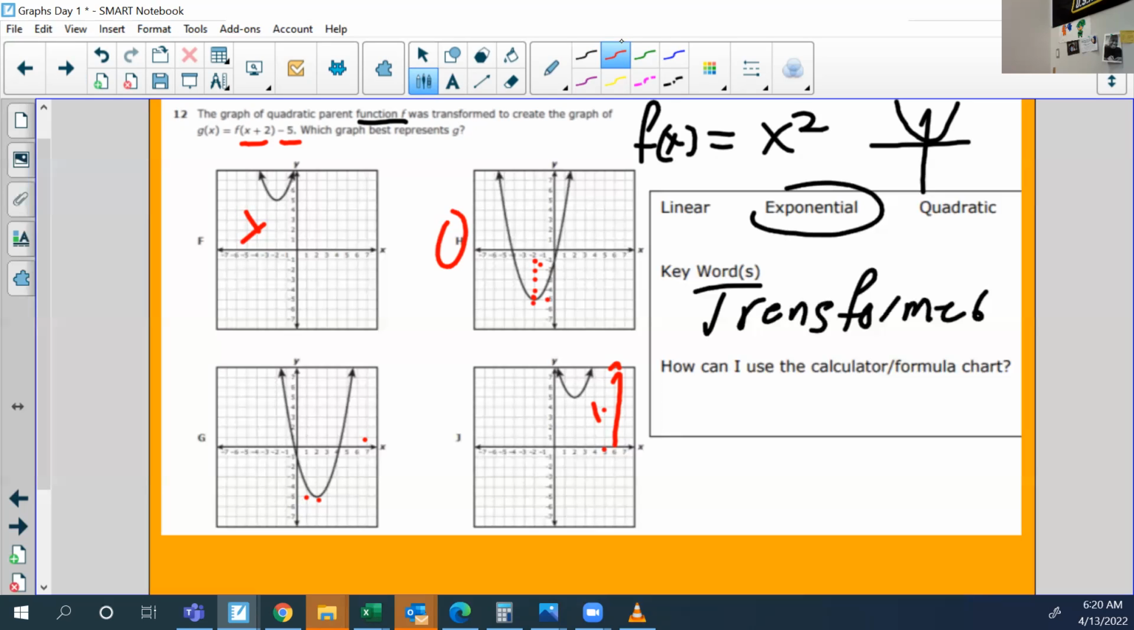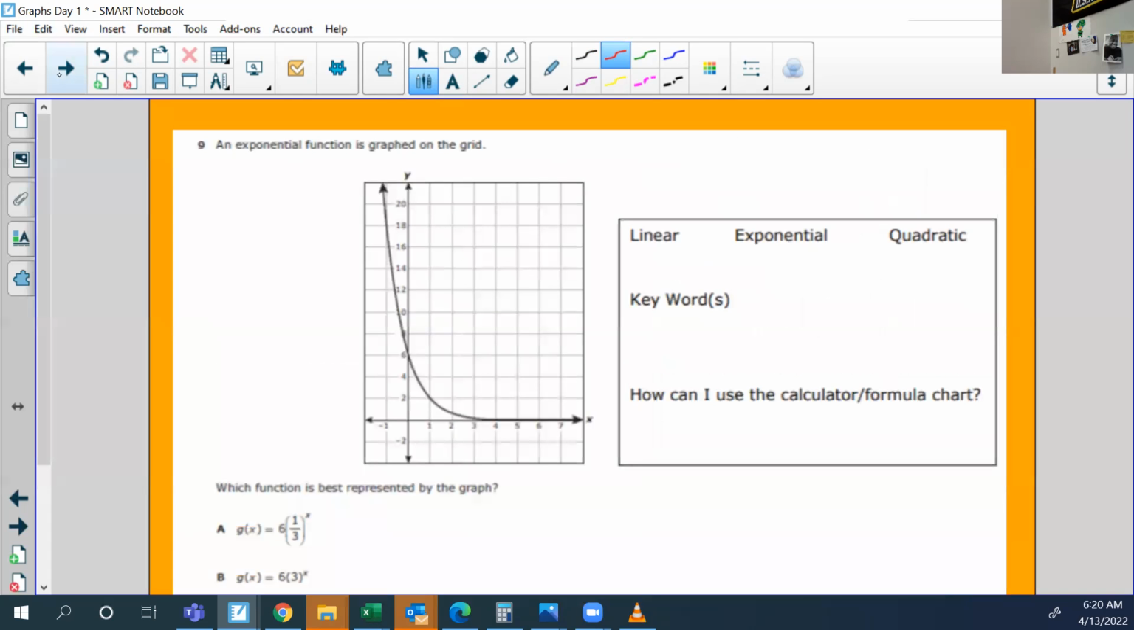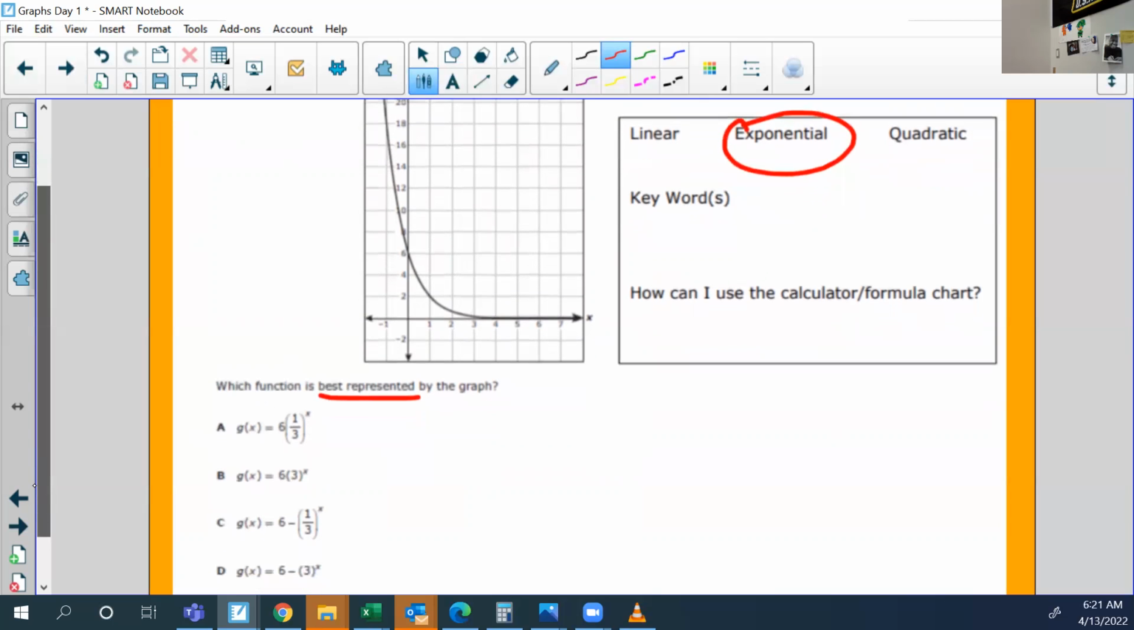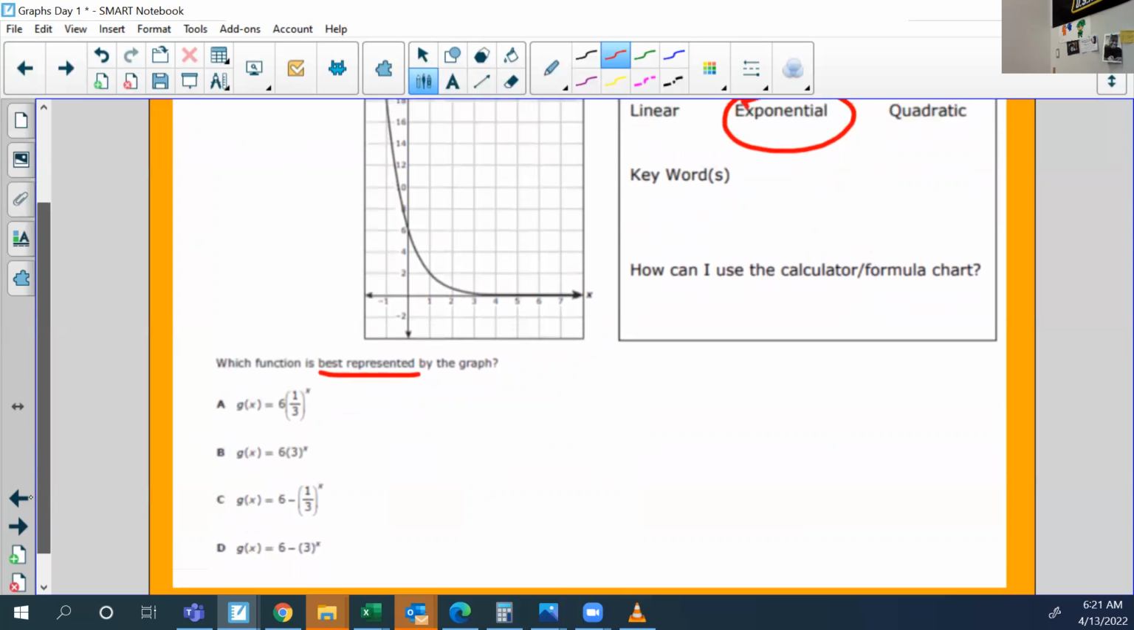Let's move on to an exponential. This is an exponential. Keywords best represents. I'm going to stop writing this. That's the keyword right there. Several ways you can do this, guys. And again, I want you to look at exponential.